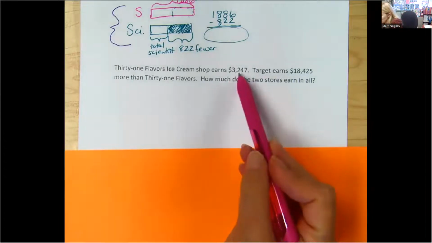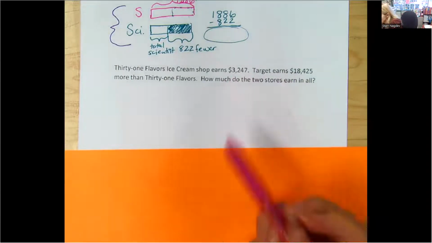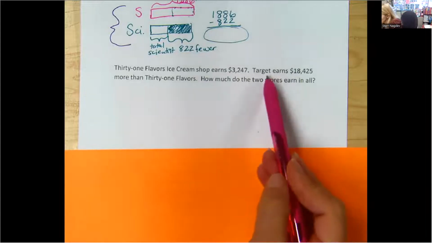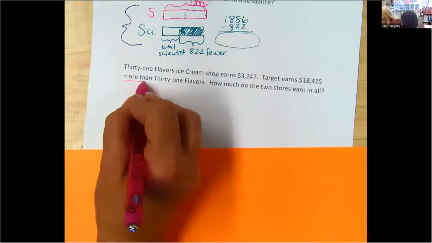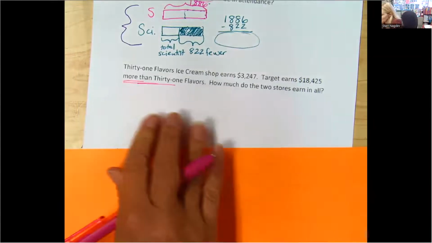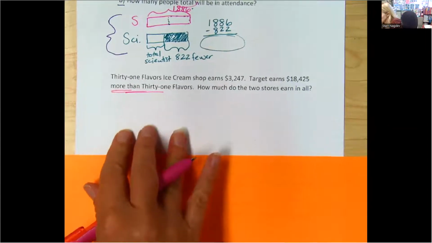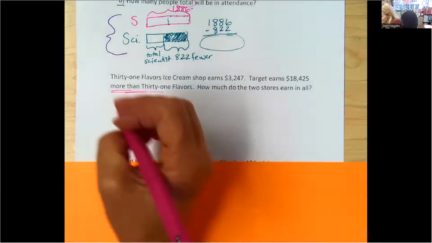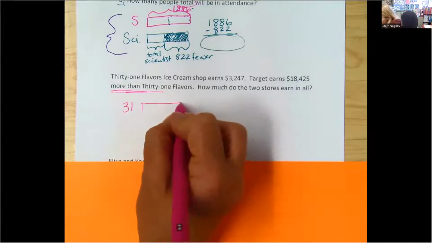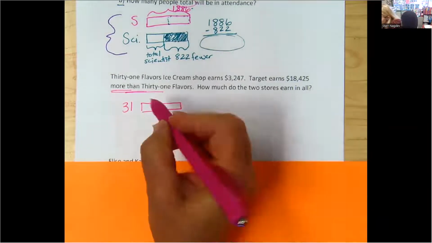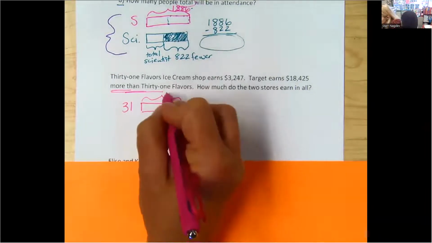Because some of you might want to just add the totals together, but the clue word is Target earns 18,425 more than 31 Flavors. So if I were to do a bar model to match this, I would say 31 Flavors, we know they make $3,247 for the day.